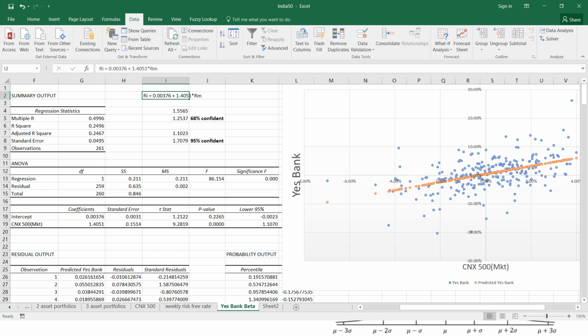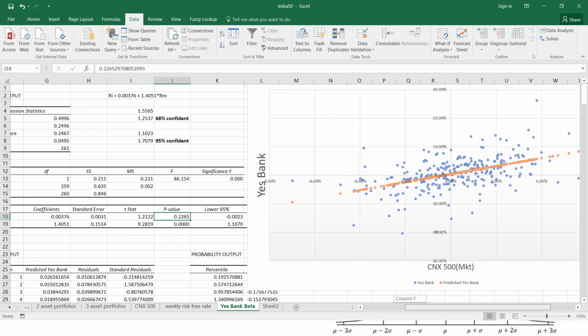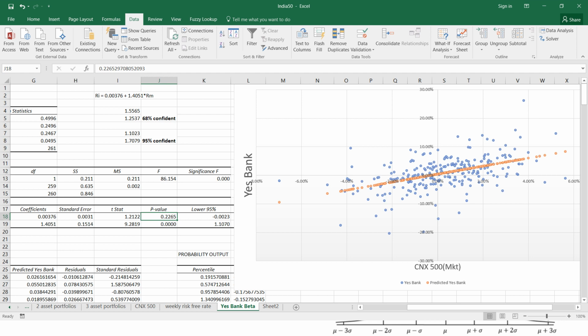Now with the intercept, the t statistic is just 1.21. Its p value is 0.22, so it is not significant. Whereas a p value less than 0.05 is considered significant, that is, you say that there is more than 95% probability that this is different from 0.